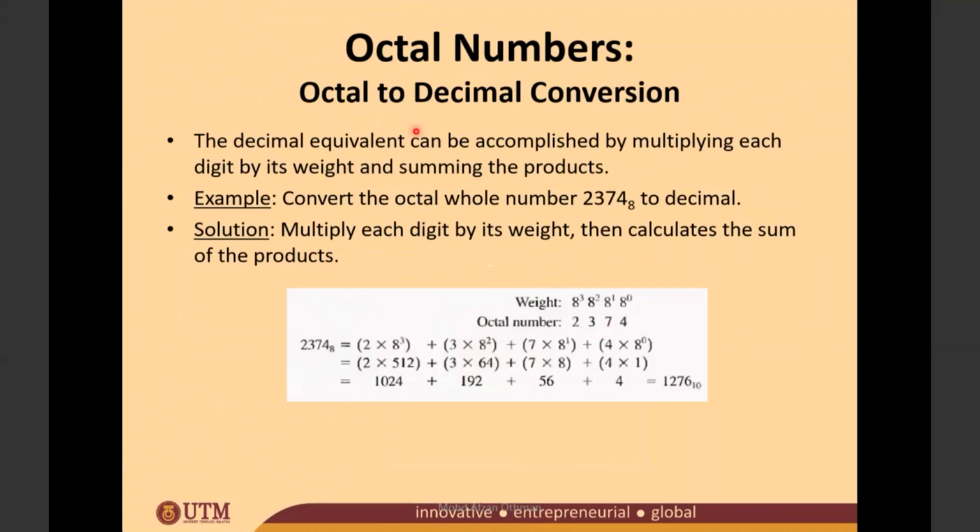Okay, so this one here is octal to decimal conversion. Kamu nak tukarkan daripada octal ke nombor decimal. Sama juga dengan sebelum-sebelum ni, apa yang kita buat sama dengan binary. Nak tukarkan octal ke decimal, kamu darab dengan dia punya pemberat.